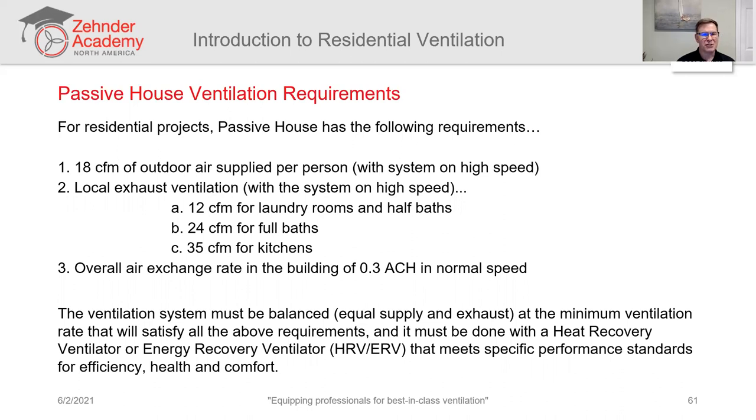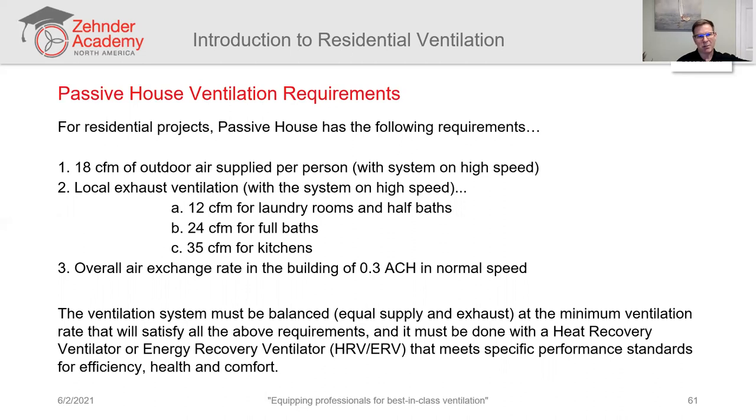There's local exhaust ventilation requirements, just as there are with other codes. In passive house, it's 12 CFM for laundry rooms and half baths. It's 24 CFM for full baths and 35 CFM for kitchens. These are all continuous rates. Passive house only ventilates on a continuous basis.